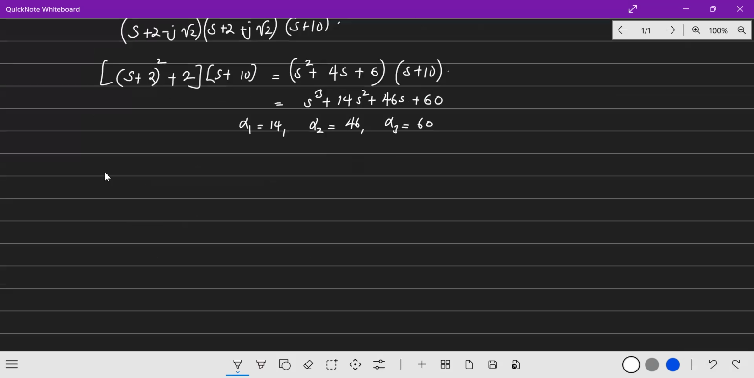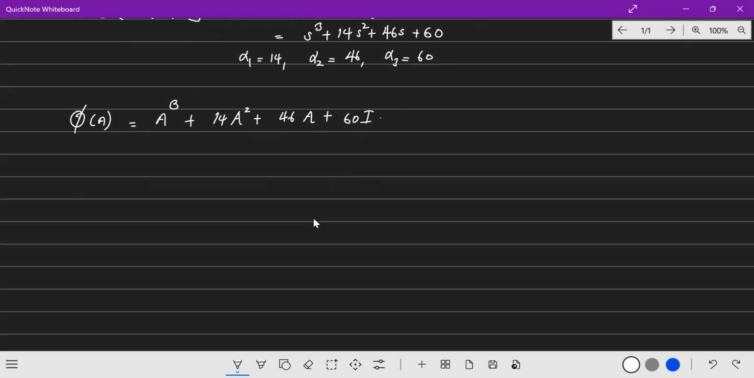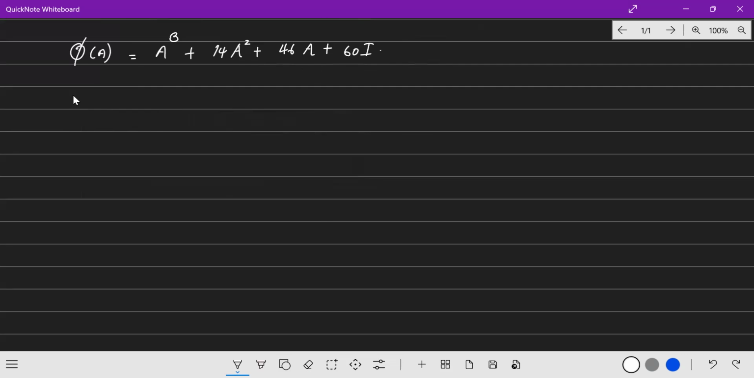So we're going to say matrix phi of A will be equal to matrix A to the power 3 plus alpha 1, which is 14 A squared, right? Plus alpha 2, which is 46 A, plus alpha 3, which is 60 times the identity matrix, okay? For a 3 by 3 matrix. Okay. So first of all, let's find A cubed. So A cubed is simply equal to A times A squared, right? So let's get A squared first. So A squared is simply equal to what? Our matrix A multiplied by itself, right?